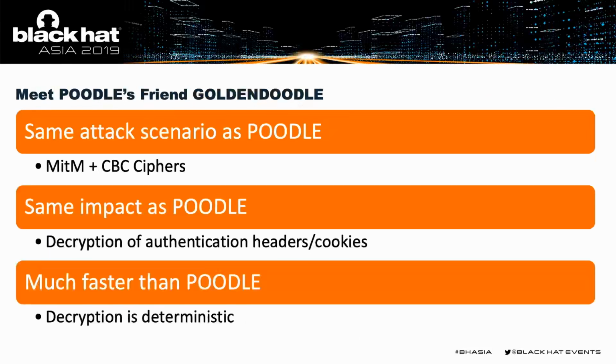So to me, you should be able to exploit this pretty similar to POODLE. So you've got a man in the middle, you've got a victim that's using CBC ciphers, and ultimately you're going to be able to steal some secret information like a session cookie or an authentication header of some other sort. The difference is that GOLDENDOODLE, as I'm going to name this, is much faster than POODLE because the decryption is deterministic, as we'll see in a moment.